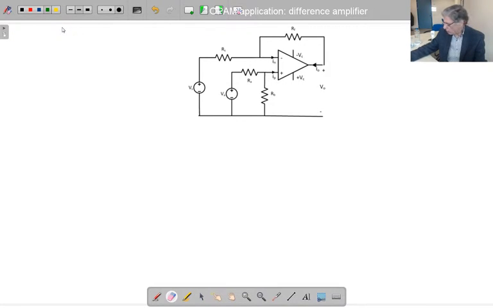We were examining operational amplifier usage in practice, and we gave some examples. That's the fourth one, and it is called difference amplifier. Let me write the name here. Difference amplifier.